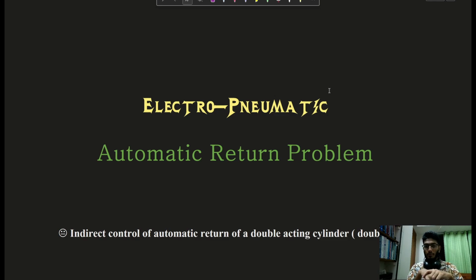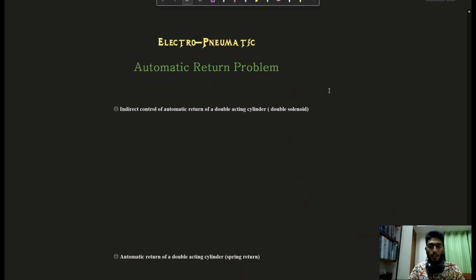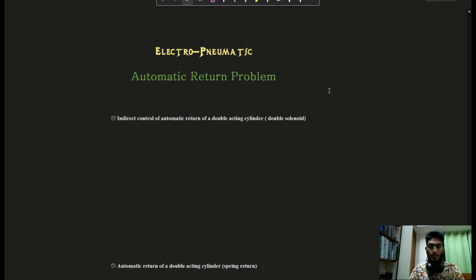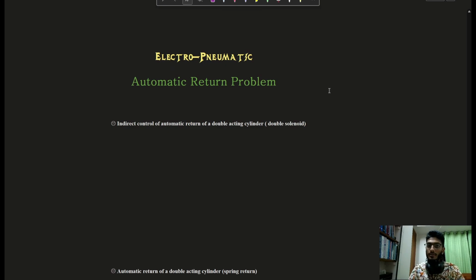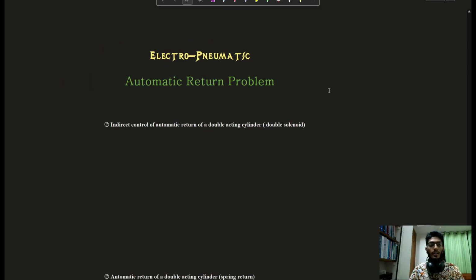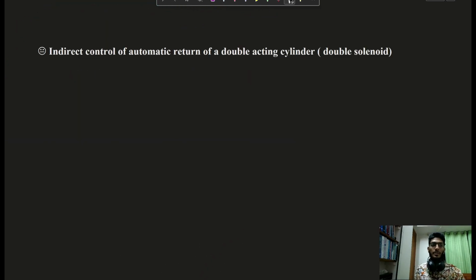Today we'll discuss a problem. It's about the automatic return of a double acting cylinder. So I have three problems here, but the solution of each problem is different. So let's tackle the first one. It says: indirect control of automatic return of a double acting cylinder with a double solenoid.